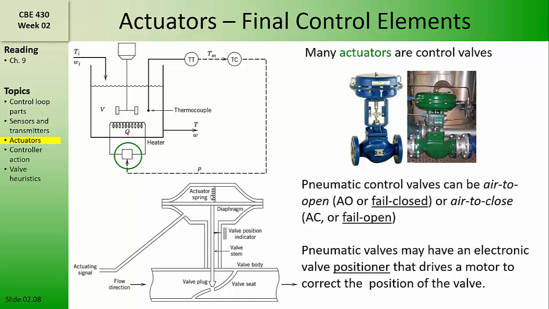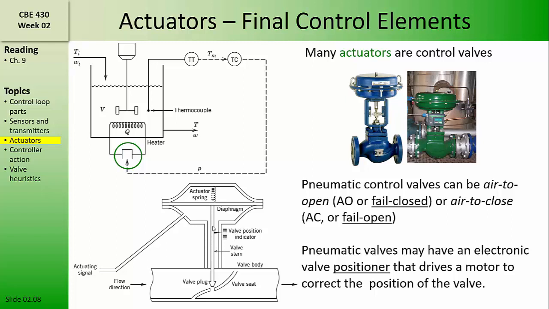A spring behind the diaphragm provides a restoring force, in this case to close the valve, while the actuating signal provides the force to open the valve. Because the valve body is closed, you can't see the position of the valve plug, but a valve position indicator will show how far open or closed the valve is.